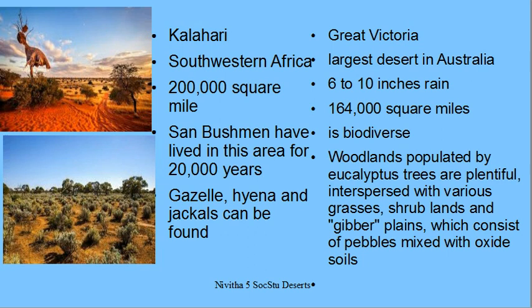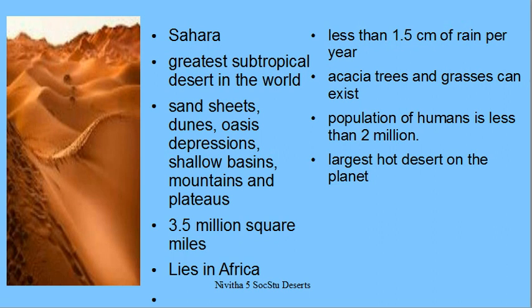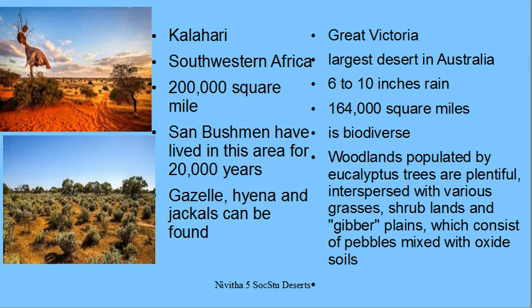Then we have the Kalahari Desert. The Kalahari Desert is found in southwestern Africa. It's around 200,000 square miles. We have seen Sahara is 3,500 into 1,000, that is 3.5 million square miles. This is 2 million only, 200,000 square miles.